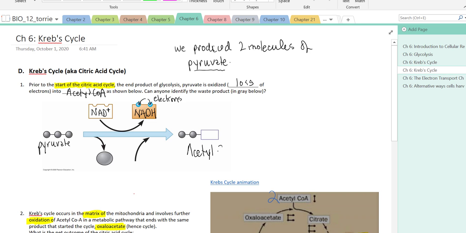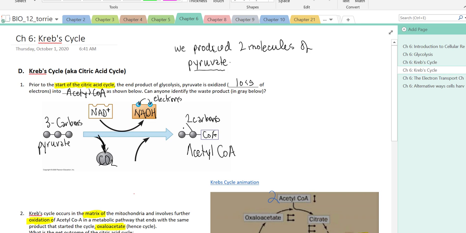And if you look at this molecule over here, acetyl-CoA, it's this acetyl group with this CoA piece attached. This acetyl group is two carbons. But look, we started with three carbons. Well, things can't just disappear. So guess what? We produce a molecule of CO2.